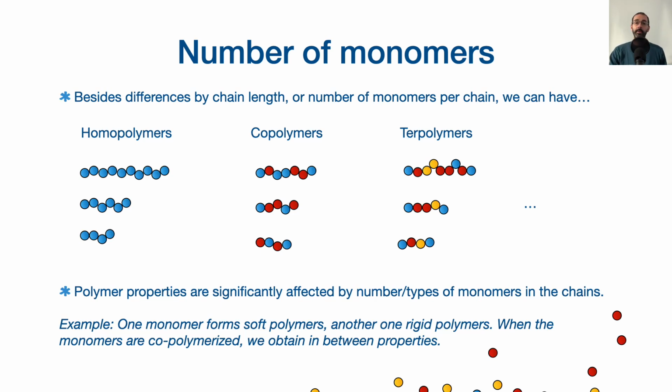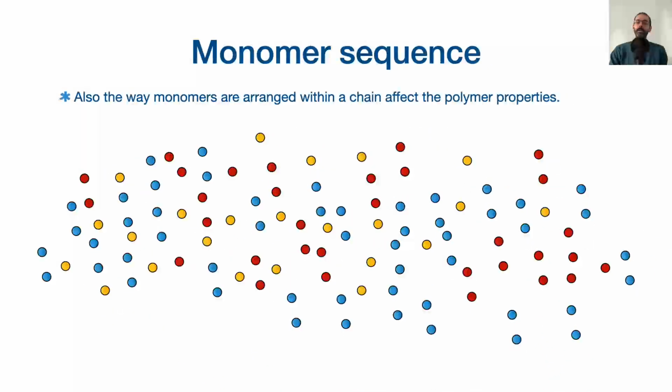Now, why is this relevant? Well, some monomers give, as a result, very soft polymers, while others produce very rigid or stiff polymer chains. And if we mix the 2 types of monomers, we will get in-between results. That is why it's important for us to know that we can control the polymer properties by changing the number or the types of monomers, right? And it's not only the number of monomers, but also the way they arrange within a polymer chain.